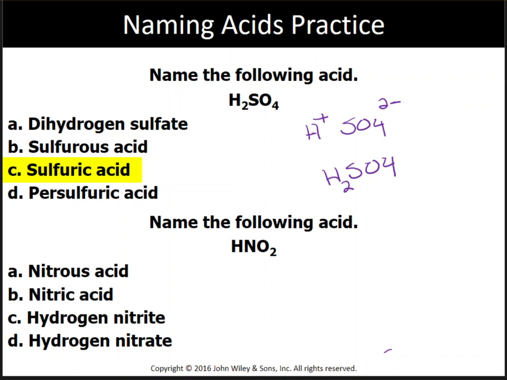So let's look at another example here, HNO2. This is composed of hydrogen ion and a nitrite ion. So since this is an oxyacid, this is called nitrous acid.